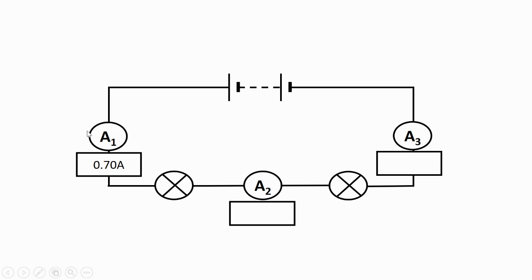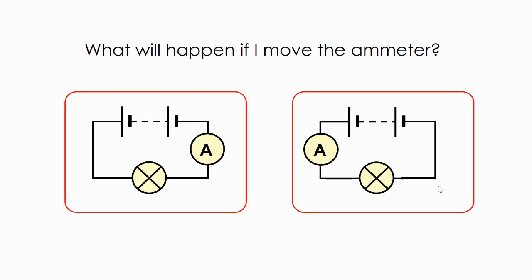So if we measure the current here as 0.7 amps, what's the current going to be here? It's also going to be 0.7 amps. What's the current going to be here? Well, again, the electrons haven't disappeared. They haven't gone off anywhere. So it must still be 0.7 amps. What would happen if I had a circuit such as this with one bulb and an ammeter, and I measured the current here or measured the current here? Are they going to be the same or different? Well, they're obviously going to be the same because the current is the same everywhere in a series circuit, in a circuit where there is only one path round.